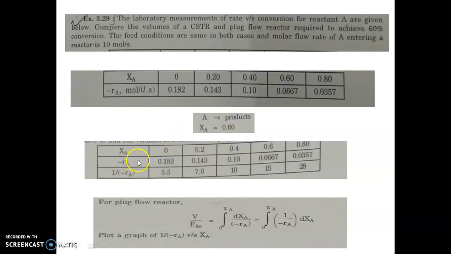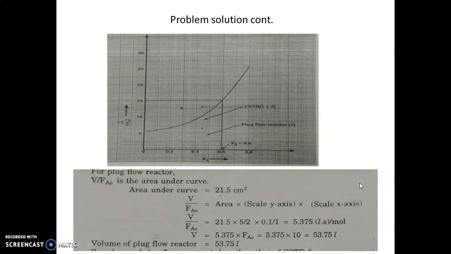So we have to plot the graph of Xa versus 1 upon minus Ra. So you have to calculate the values of 1 upon minus Ra. So those values are calculated here. Then you have to plot this graph, 1 upon minus Ra versus Xa. So we obtain this type of graph, with 1 upon minus Ra on the y-axis and Xa on the x-axis.